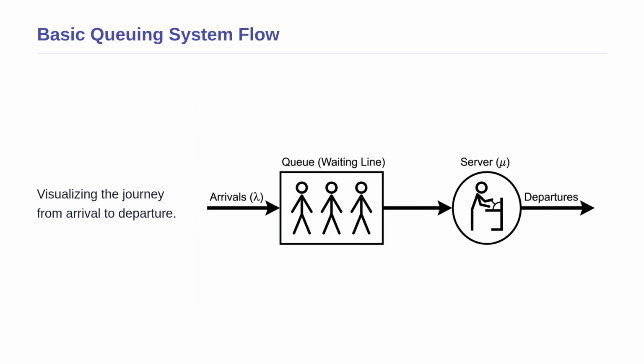Before we move on, let us visualize this process with a clear diagram. On the left, you see the arrivals entering the system, driven by an arrival rate called lambda. These arrivals join the queue, which is the waiting line represented by the box with stick figures. Once a server becomes available, a customer moves out of the queue and into the service facility, represented by the circle. The server processes them at a service rate called mu. Finally, after the service is complete, the customer departs the system on the right. This simple flow is the foundation of all queuing models.